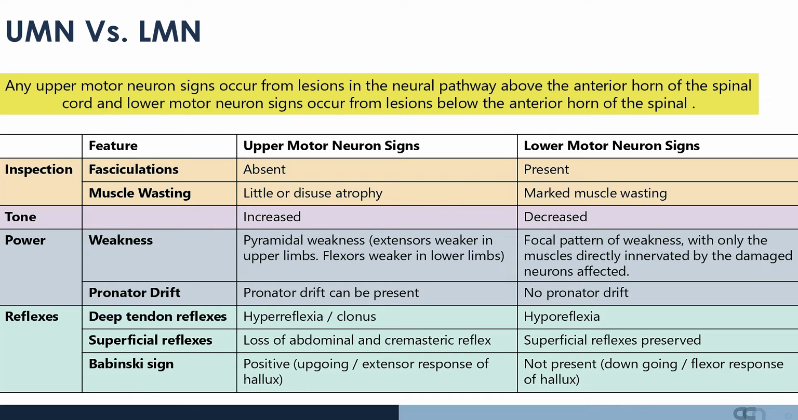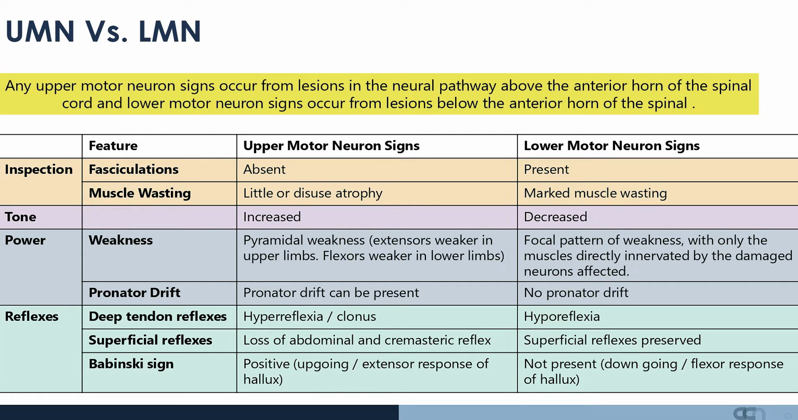On inspection of upper motor neuron signs, you'd expect disuse atrophy, increased tone, a pyramidal pattern of weakness, a potential pronator drift, hyperreflexia and clonus, loss of the superficial reflexes, and an upgoing plantar.